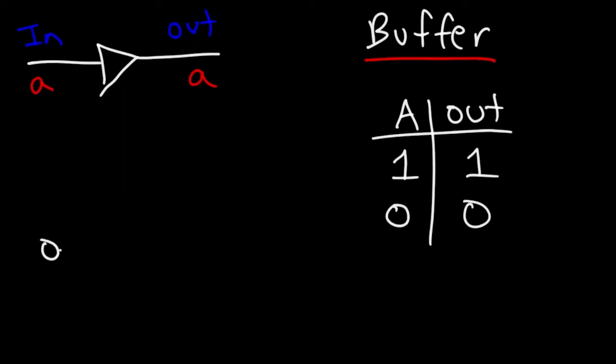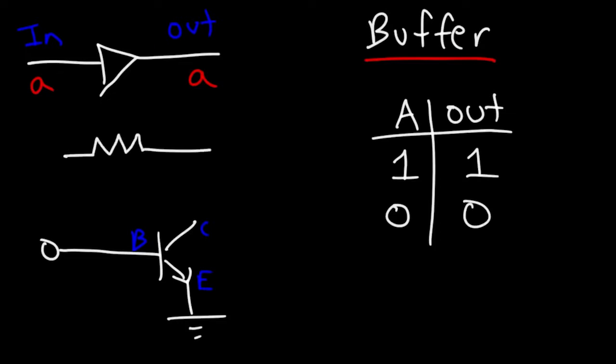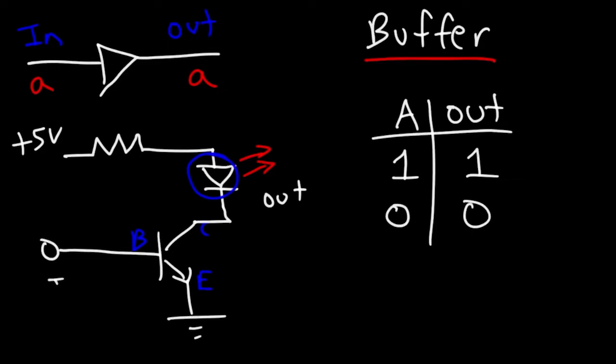Now let's draw a circuit to represent this. The principal element of this circuit will be an NPN transistor. This is the base, this is the collector, and this is the emitter. Now we're going to connect this to a power source, and we're also going to use a light emitting diode. The light emitting diode is going to represent the output of the circuit. And let's connect this to a voltage source. So here is the input, which we'll call input A.